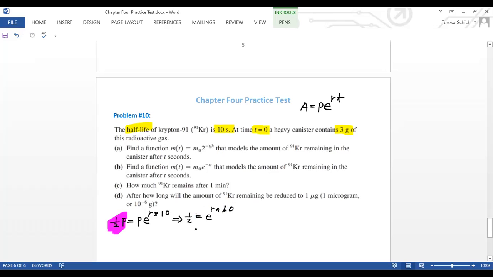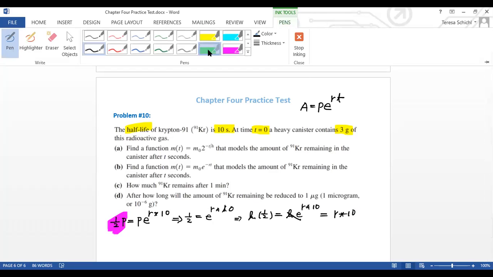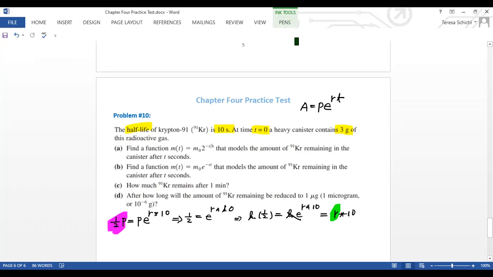Okay. Now what I need to do here is take the natural log. So the natural log of 1/2 is equal to the natural log of e to the r to the 10th, right? So the natural log cancels, and this is r to the 10th here. And then r, what is the r? You want to solve for your rate r.